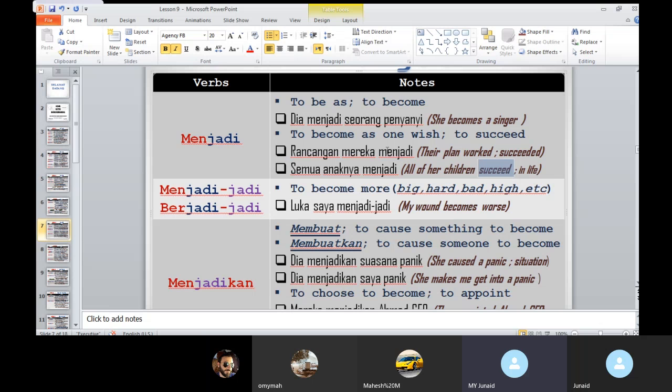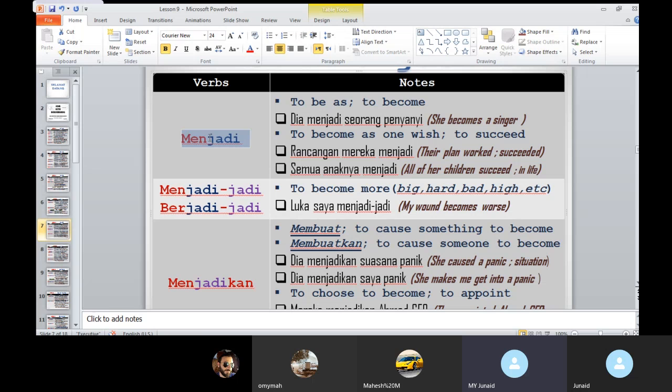Jadi means to become, to be as someone or something. So menjadi, to become. We use this a lot in spoken Malay, but we just say jadi.